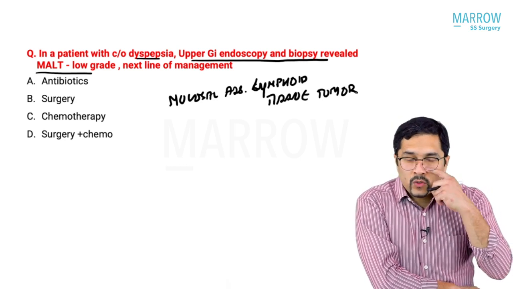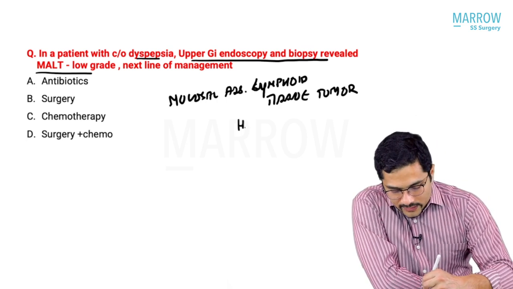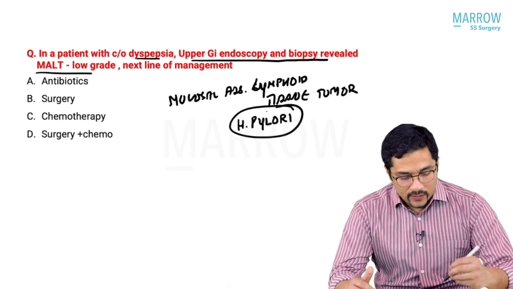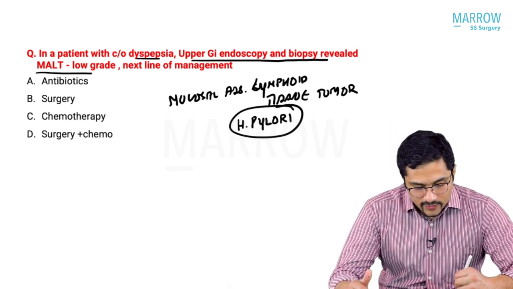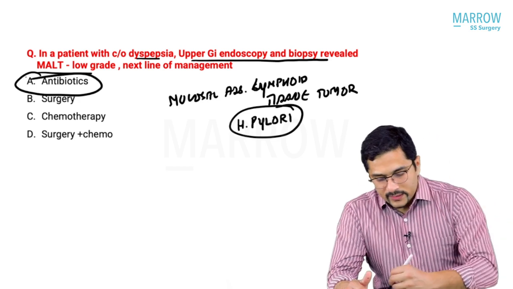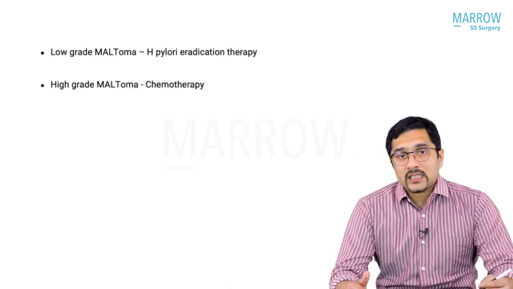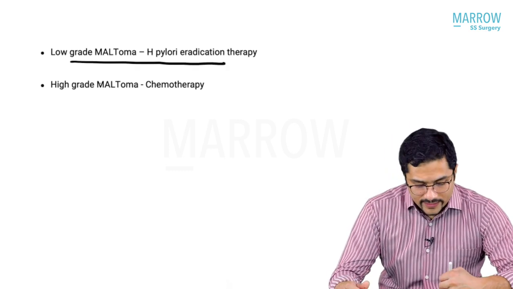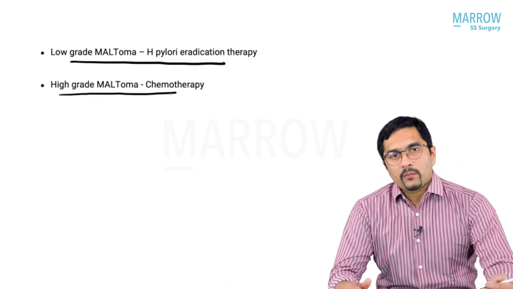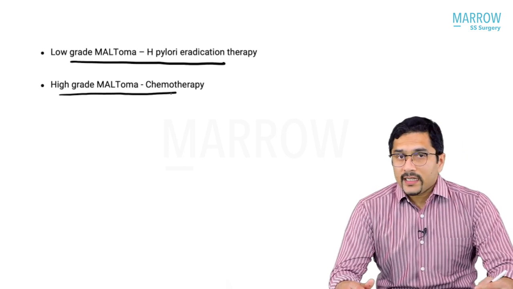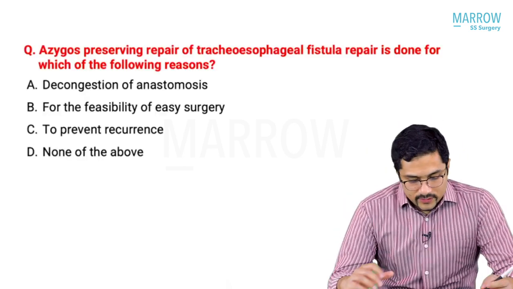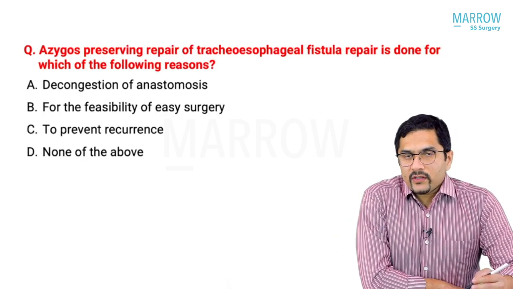So we know maltomas are caused by H. pylori, and if it is a low grade maltoma, these low grade maltomas respond to H. pylori eradication therapy. So the answer here will be antibiotics, that is H. pylori eradication therapy. So low grade maltoma, H. pylori eradication therapy. High grade maltoma, we give chemotherapy like we will give in lymphoma in these patients. So this was a question which was a bit difficult.